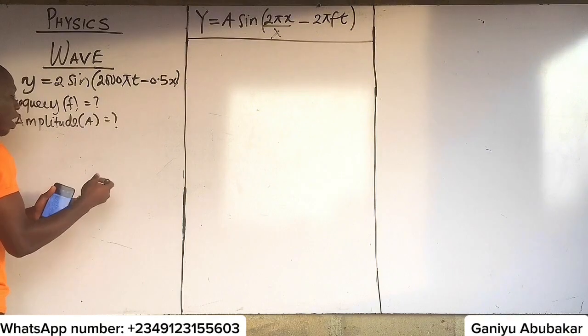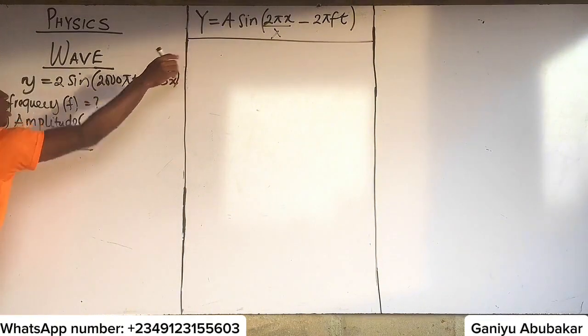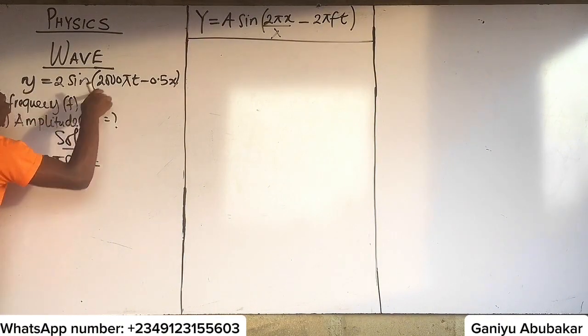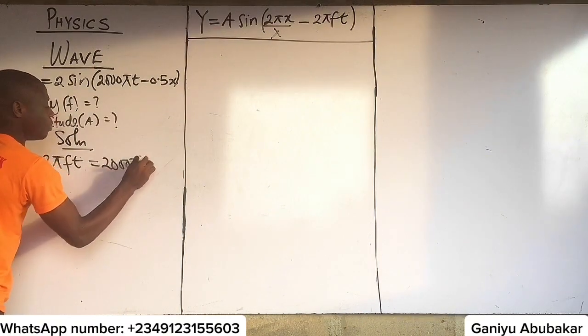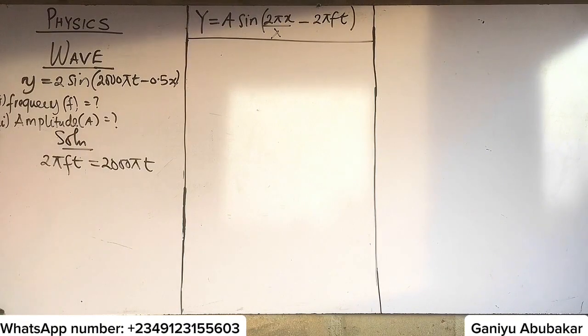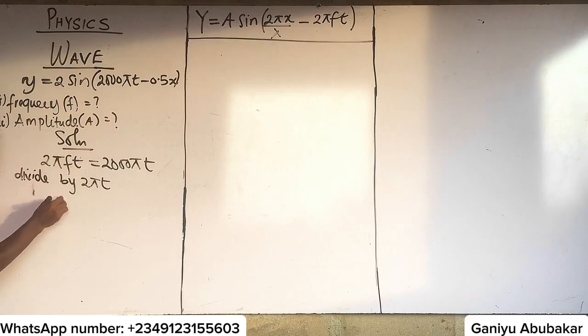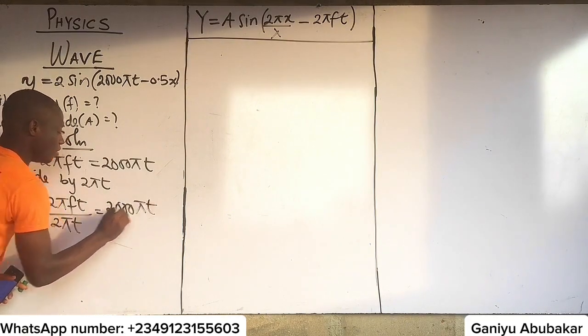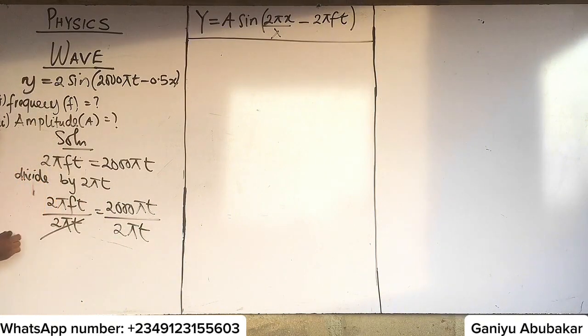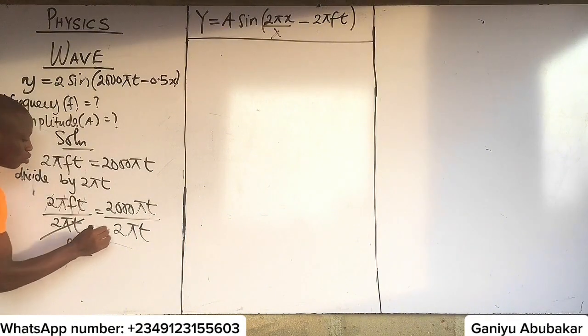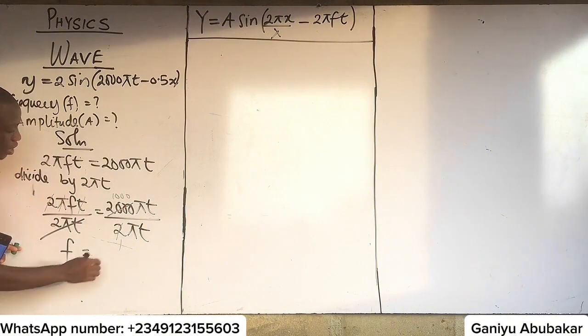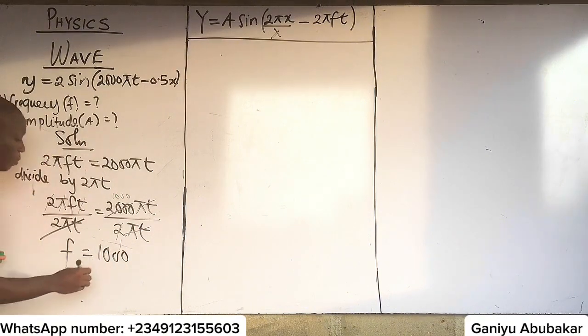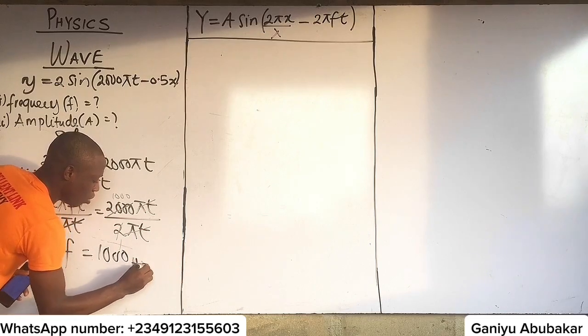So first, I'll have 2 pi ft equal to 2000 pi t. That's the concept. I'm going to equate them. Of course, I'm looking for f, so divide through by 2 pi t. Then 2 pi ft over 2 pi t is equal to 2000 pi t over 2 pi t. This cancels out with this, left with f. So f is equal to 2000 over 2, which is 1000. So that becomes 1000 Hz, as the symbolic representation of frequency.